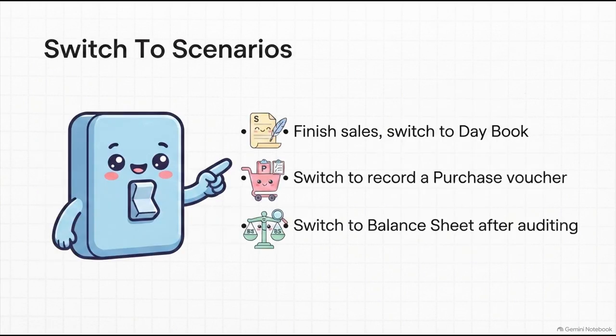Now, contrast that with these Switch To scenarios and really notice the difference here. Mr. Bhushan finishes his sales entries. He doesn't need to pause anything. He's completely done. So he hits Control plus G to switch to the daybook. Or think about CA Vinay, who finishes auditing and uses Switch To to open up the balance sheet. In these cases, they are deliberately ending their current task to navigate somewhere entirely new.